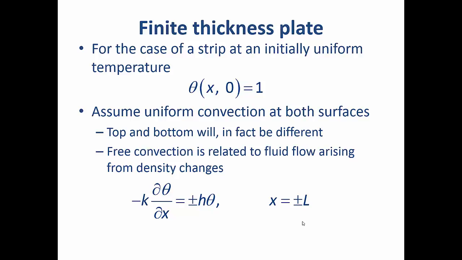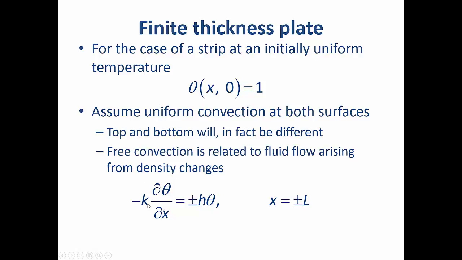Now, for the case of a strip at an initially uniform temperature, we can say that theta at any x and time 0 equals 1. And if we assume that there is uniform convection on both surfaces, although of course in the problem that I've already set out, the top and bottom you would expect to be strictly different, because free convection relates to fluid flow arising from density changes, and the hot air above the top surface is able to rise more easily than the air beneath the strip. But we'll assume for simplicity that it is a completely symmetric situation.